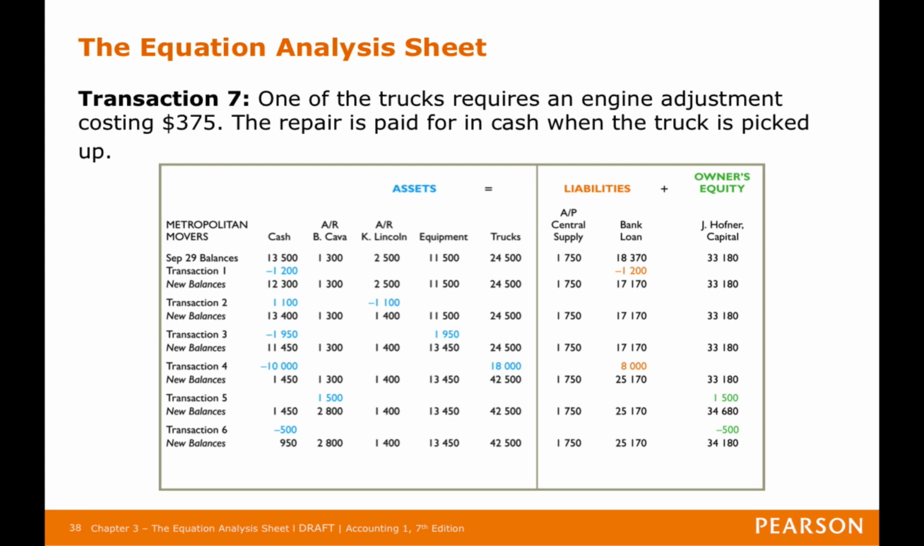One of the trucks requires an engine adjustment costing $375. The repair is paid for in cash when the truck is picked up. So we know that cash is going to decrease by $375. And this transaction's a little bit tricky because you need to ask yourself, is the truck asset going to change value? And it's not here. The value of the truck remains the same. This is just a repair that has happened to the truck. So in this case, this money is used up and no longer available for the company, so owner's equity is going to decrease. Finally, we calculate the new balances at the end of transaction 7.